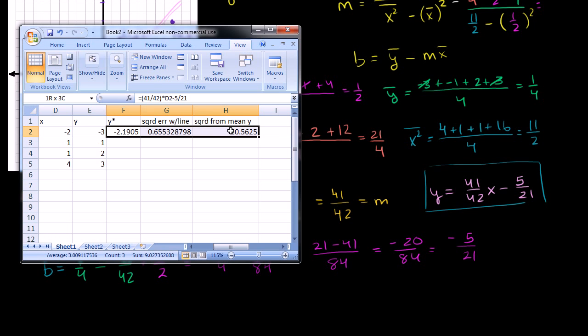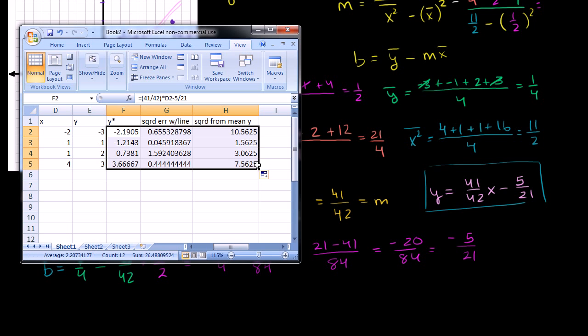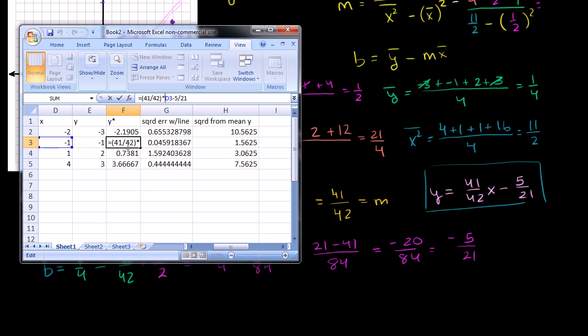Now, this is what's fun about spreadsheets. I can apply those formulas to every row now. And notice what it did when I did that. Now this is the y value that my line would predict. It's now using this x value and sticking it over here. It's now figuring out the squared distance from the line using what the line would predict and using the y value, this one. And then it does the same thing over here. It figures out the squared distance of this y value from the mean.